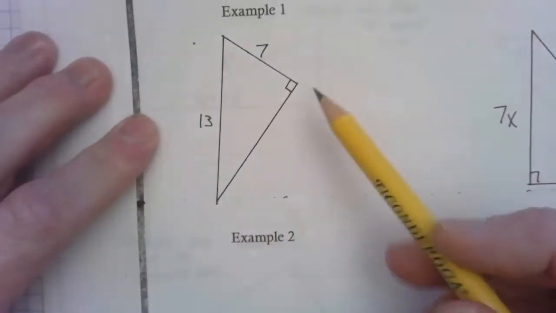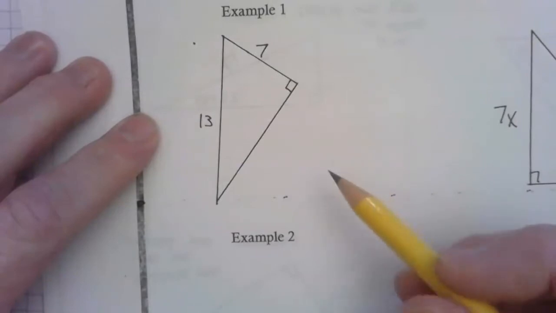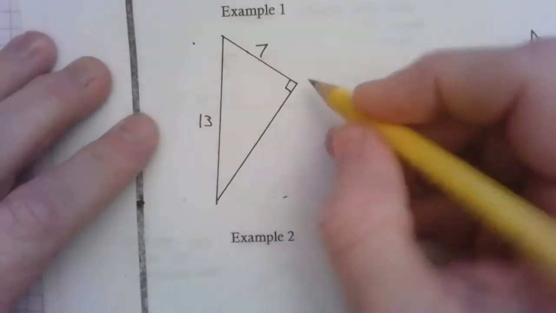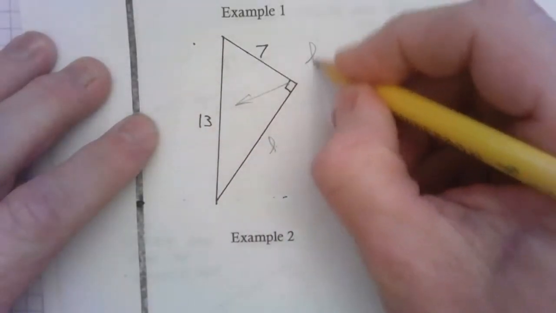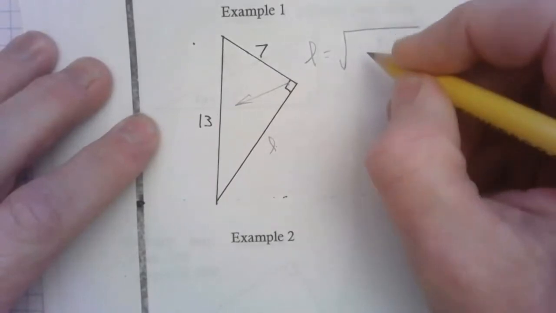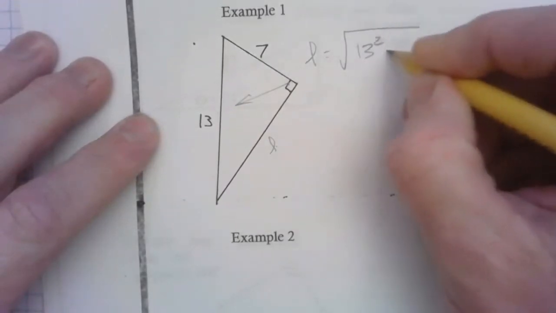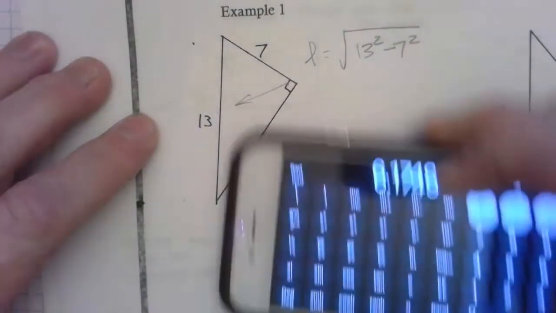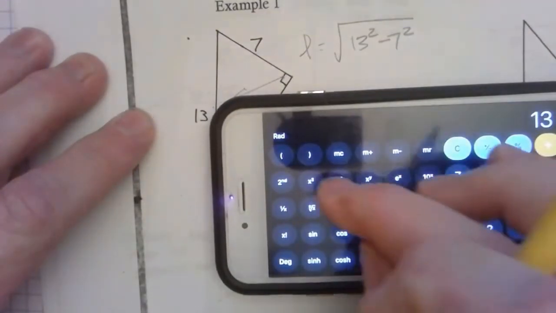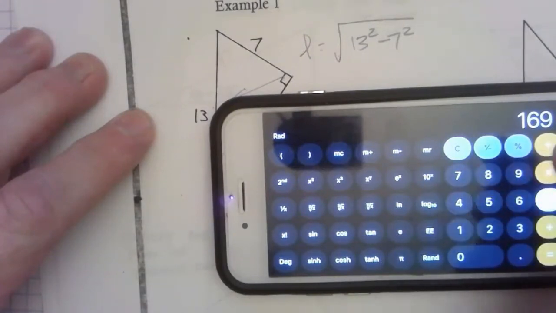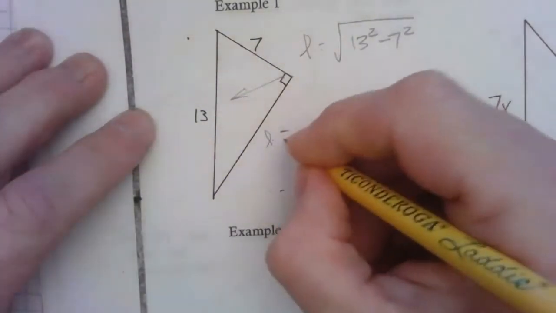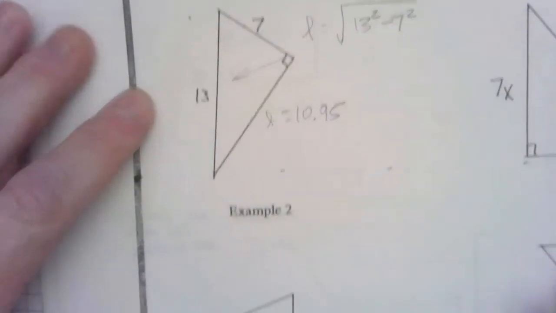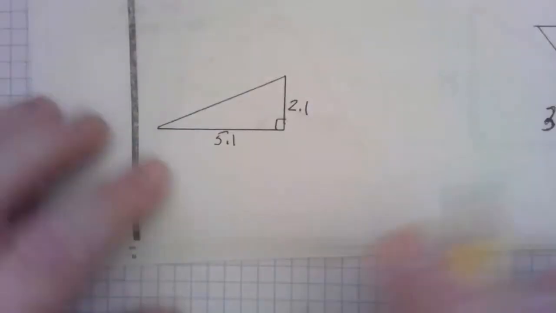So here, your job is to say, all right, which one am I looking for, a hypotenuse or a leg? And you look at it a little bit, and it wouldn't take you too long to figure out that since this is the hypotenuse, you're looking for a leg. And then you go leg equals square root of 13 squared minus 7 squared, and you punch out your answer that way. So 13 squared minus, I know what 7 squared is, that's 49, equals square root 10.95. So L is equal to 10.95. There we go. So same kind of thing here.